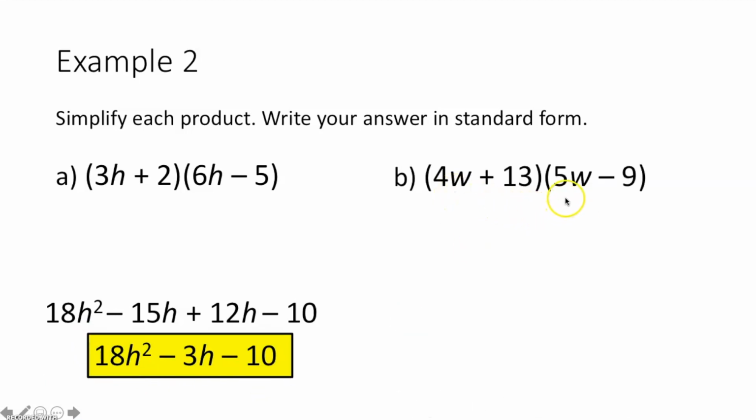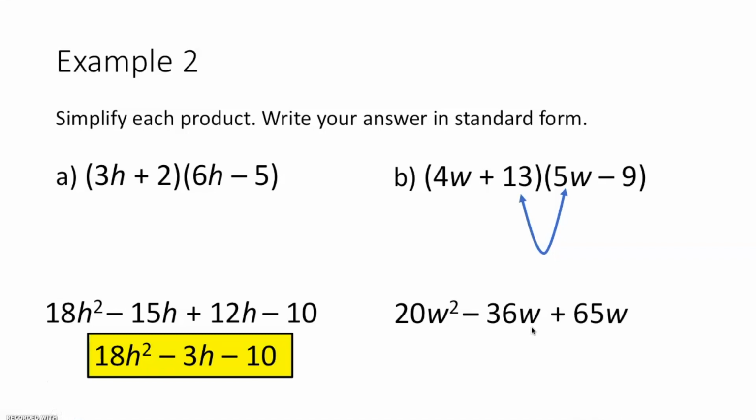4w multiplied by the 5w, because we multiply the first terms together. So that's going to give you 20w squared. Then we multiply the outer terms together. What's 4w times negative 9? That's going to be negative 36w. Then we multiply the inner terms together. What's 13 times 5w? That's going to be 65w. And then last but not least, what are our last terms multiplied together? 13 times negative 9 is going to be negative 117.